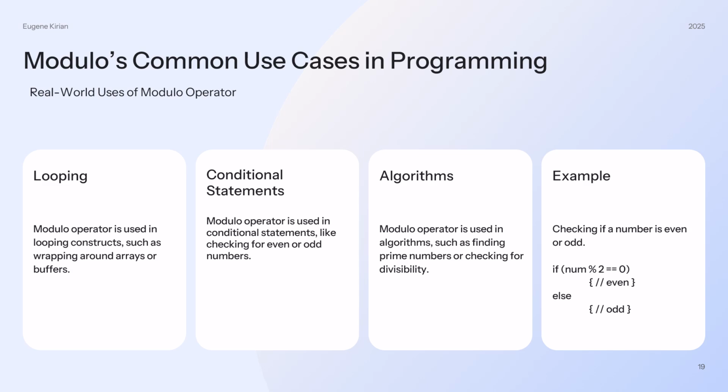Let's take a look. One typical use is in looping constructs, where the modulo operator helps wrap around arrays or buffers, ensuring that we cycle through the elements smoothly. It is also frequently used in conditional statements, like checking whether a number is even or odd. In algorithms, the modulo operator plays a key role in tasks like finding prime numbers or checking for divisibility.